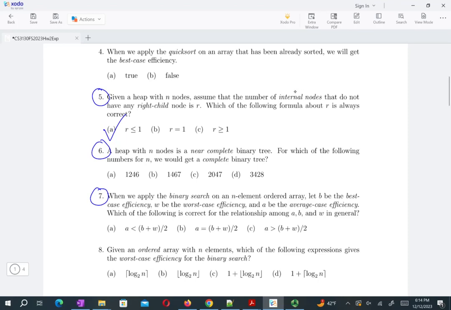So first we know an internal node must have at least a child node, right? Then that node can be called an internal node. But here, this R represents the number of internal nodes that do not have the right child. Left child, yes, but no right child. So that's a special property.